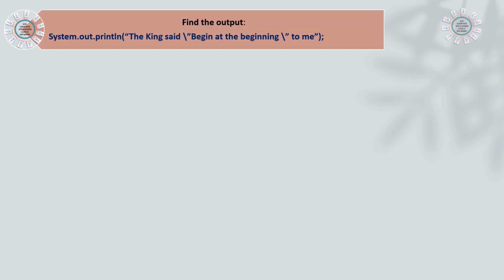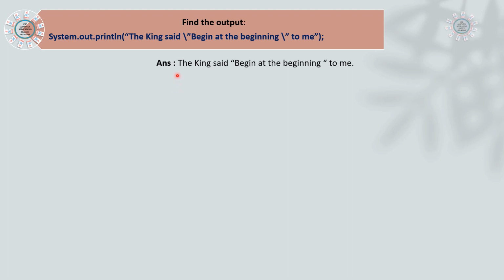And find the output, escape sequence questions. Here, "the king said", the double quotes at the starting and end are part of System.out.println. And here slash means escape sequence. After slash, if double quotes is coming, in the answer double quotes will come. So we are using escape sequence here. So the output will be, the king said "begin at the beginning".